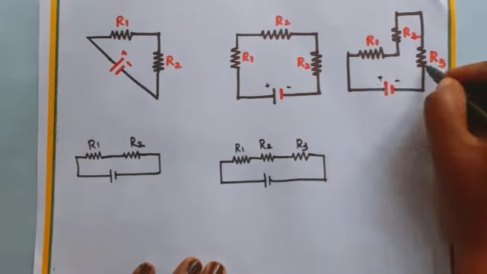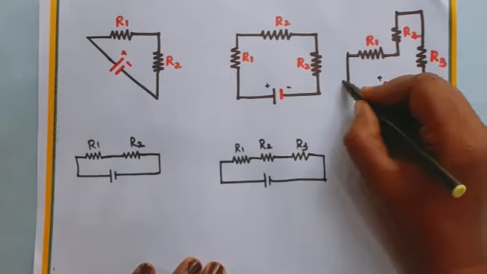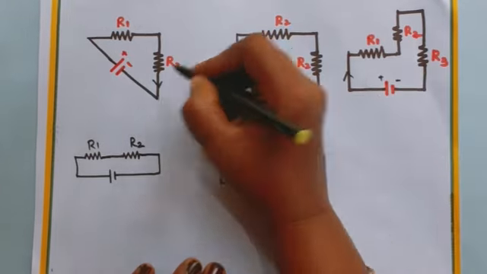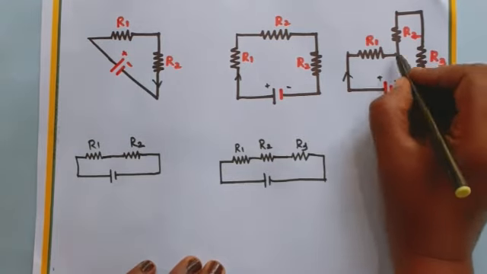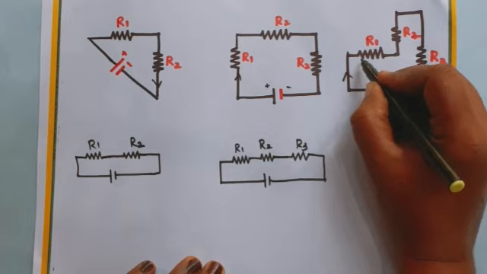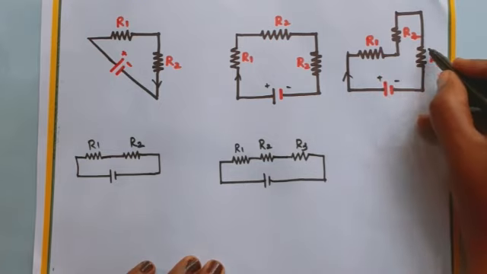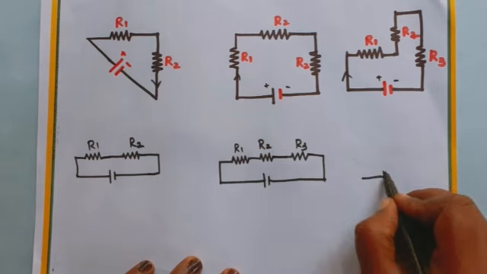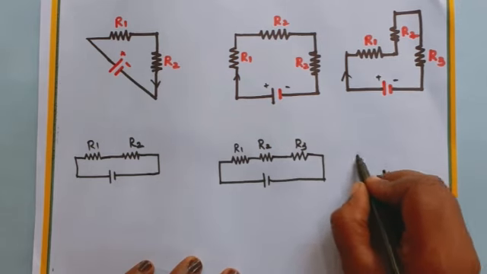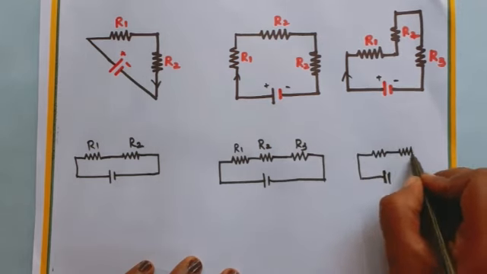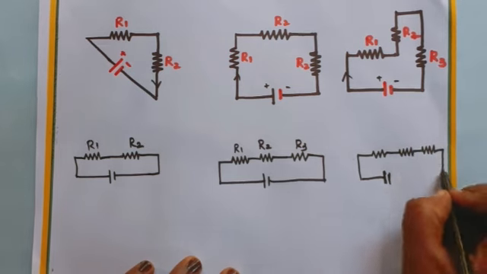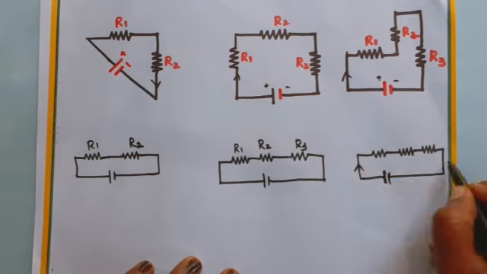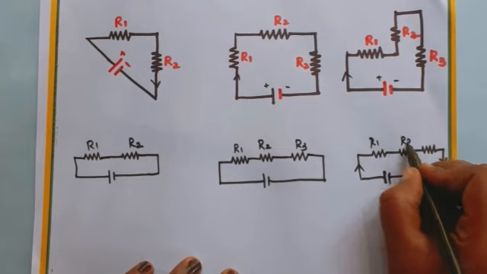The third figure is also like that. It is also in series combination. The current is flowing through each resistor, there is no branches at all. The current is flowing from positive to negative. And between positive and negative there is R1, R2, R3. The three resistors are connected in series manner. Okay.